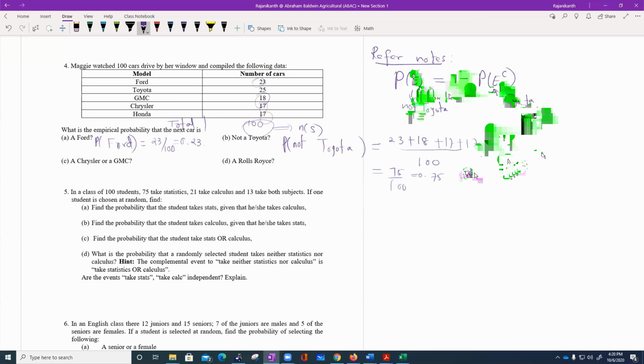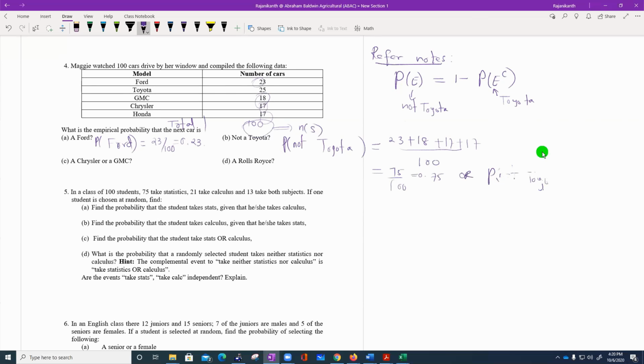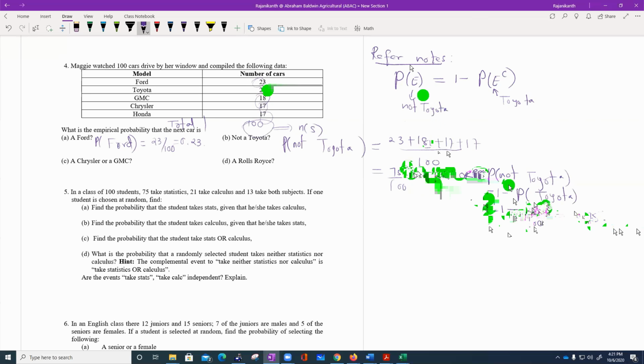So this is another way. So the probability of not a Toyota is simply, if you use this formula, that is 1 minus the probability of getting Toyota. Now this will be equal to simply you find the probability of getting Toyota. So if you look at that, that is 25 out of 100 cars. So if you simplify this, that should be 0.75. Same answer you are getting in a different way, right? So you could choose either way to do this problem, either method, okay?